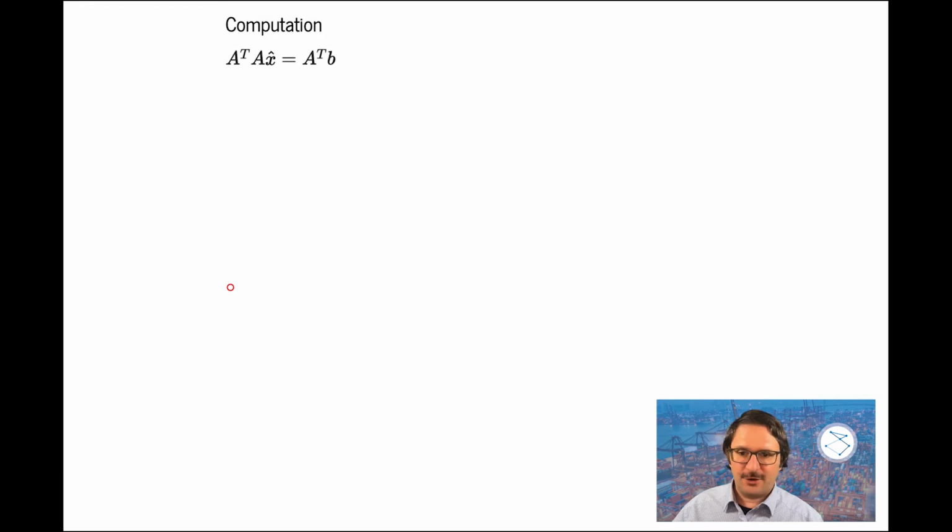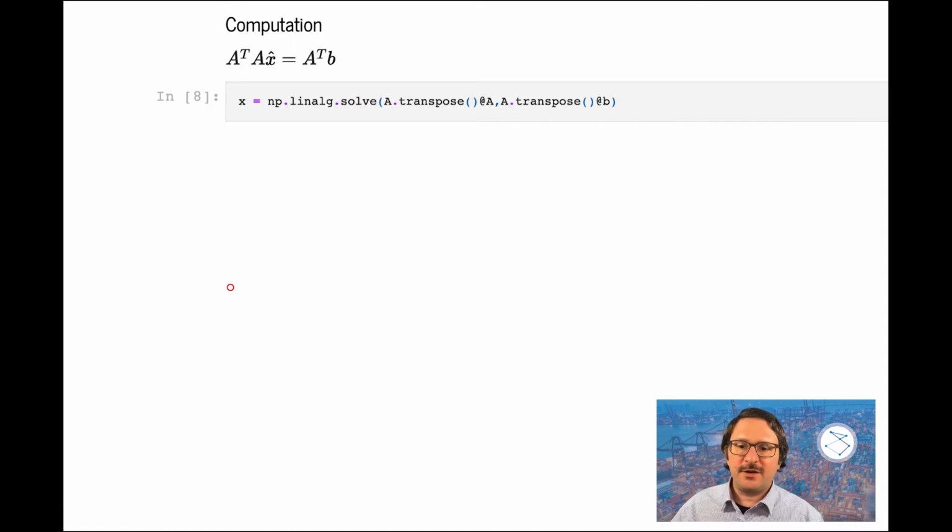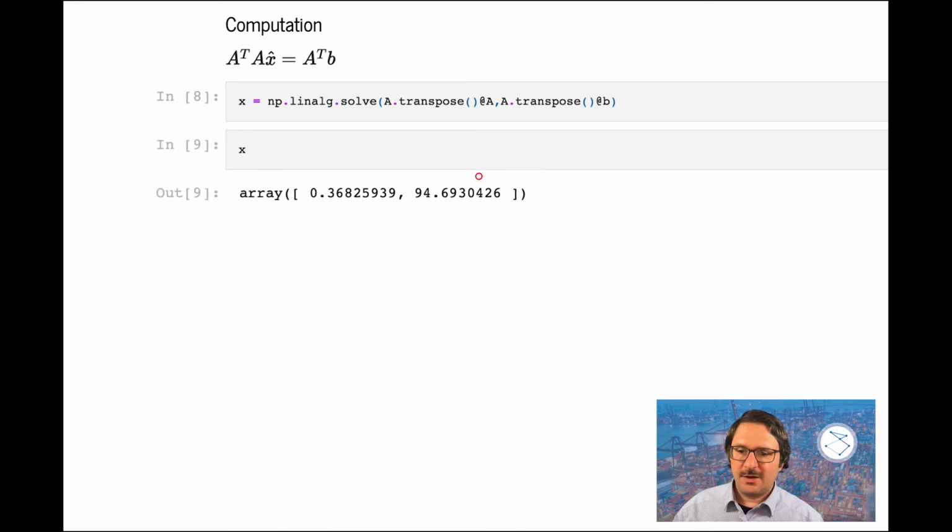And we do this by solving the equation A transpose A x hat equals A transpose b. Again, we're not going to do this by hand. We're going to let Python do the work for us. Here's the Python notation for what happens here. So we solve a system of linear equations. This at here, this is the notation for matrix multiplication in Python. And this is the result, the array x that we get. This first here is the parameter alpha. That second is the parameter beta.